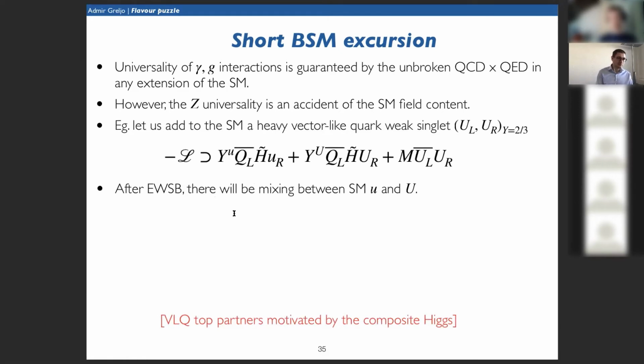For example, one popular extension is to add a vector-like quark. In particular, top partners are motivated in many BSM scenarios, for example, composite Higgs. So if you add a heavy vector-like quark, which is a weak singlet, so both left-handed and right-handed fields are in the same standard model representation, this means vector-like. Then the Yukawa Lagrangian changes, and when you have electroweak symmetry breaking, you will have a mixing between up quarks, for instance.